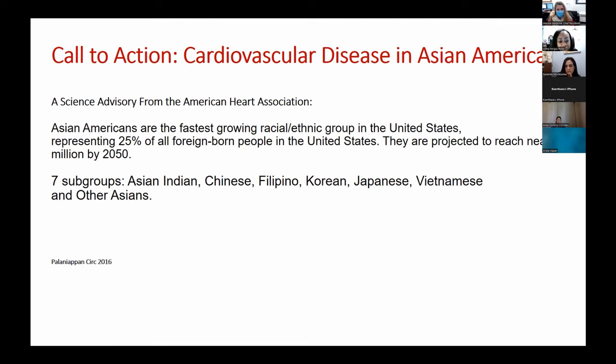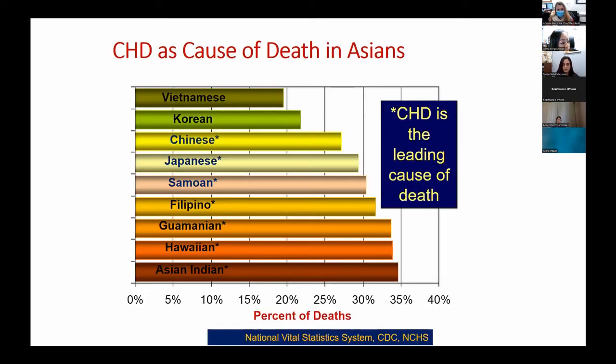But this is not a monolithic group. There are 7 subgroups. You have Asian Indians, also known as South Asian, of which the Caribbean Indians are part of this group, as well as Chinese, Filipino, Korean, Japanese, and Vietnamese. And why is it important to separate the subgroups? Because when you look at the subgroups, you'll see that the Asian Indians or the South Asians have a higher rate of cardiac disease as their cause of death compared with the other groups. And so I'll show you a little bit about that.